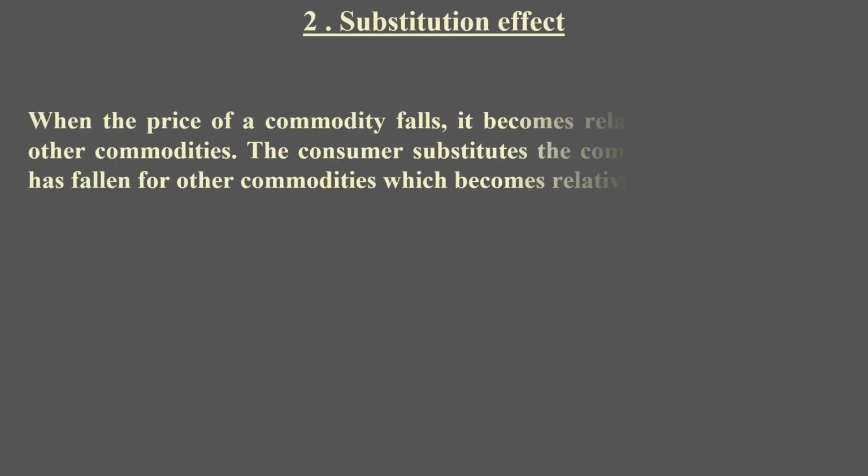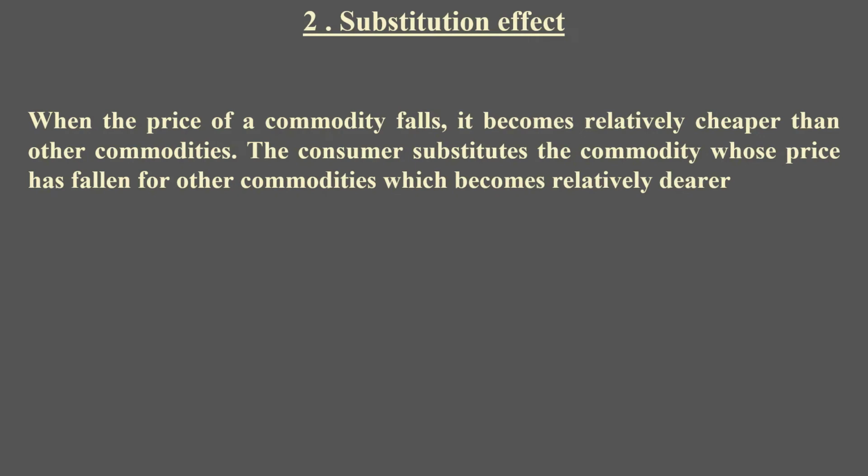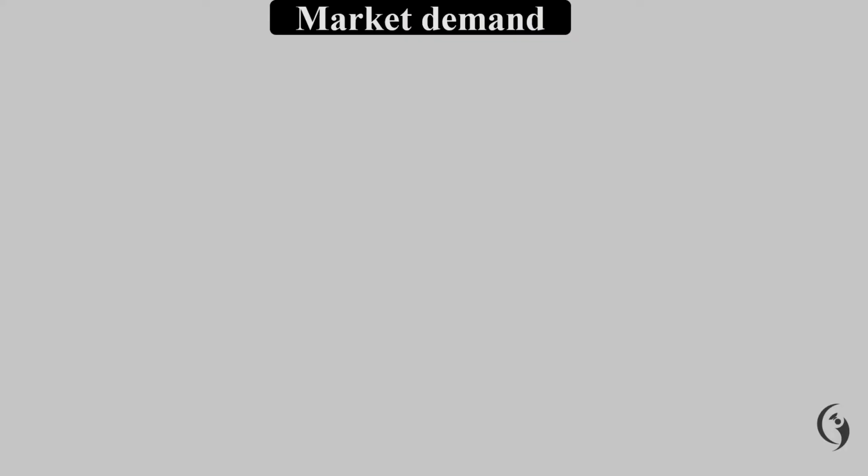It is called the income effect. The other one is the substitution effect. When the price of a commodity falls, it becomes relatively cheaper than other commodities. The consumers substitute the commodity whose price has fallen for other commodities which become relatively dearer. If there are substitute goods, for example, tea and coffee, when the price of tea decreases, it means compared to coffee, the price is very low. So the consumer will buy more of the tea. It is called a substitution effect.